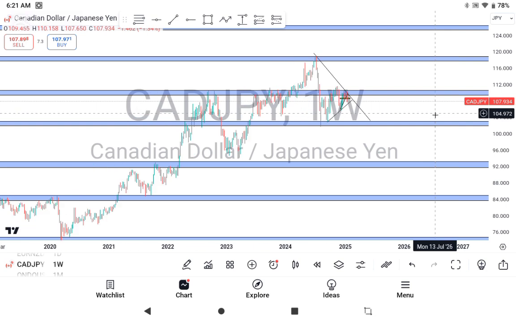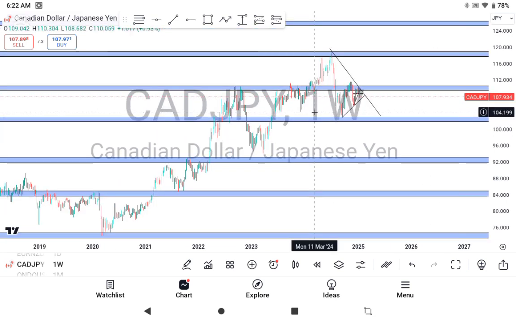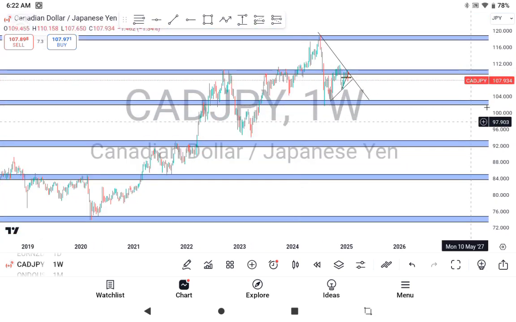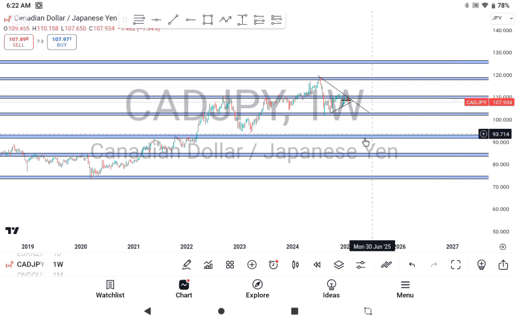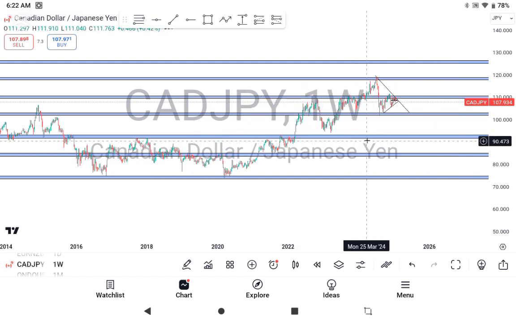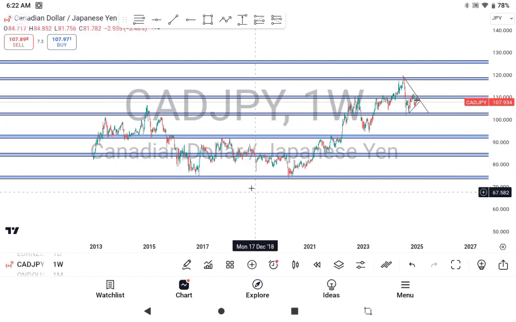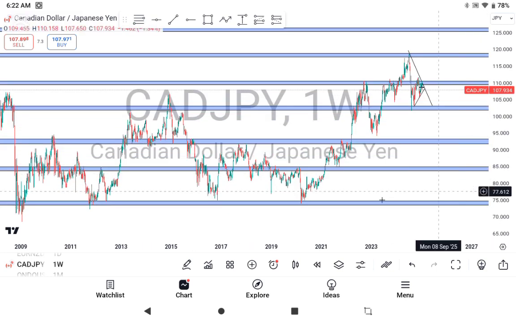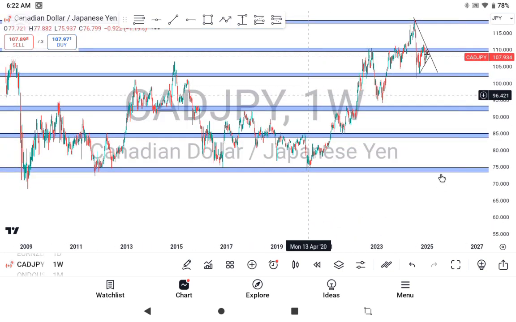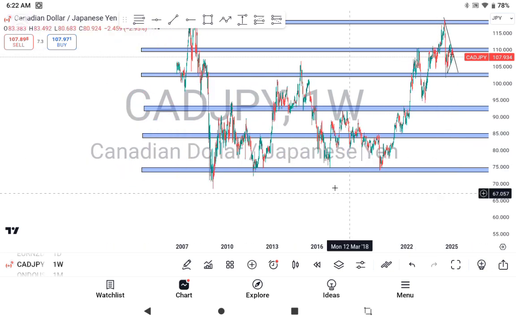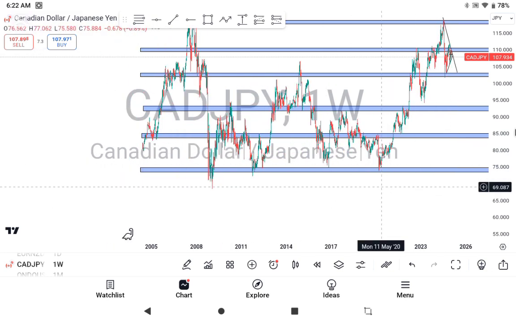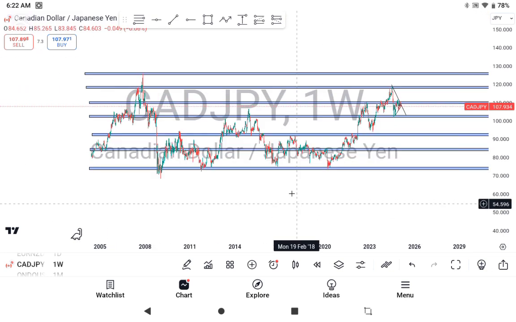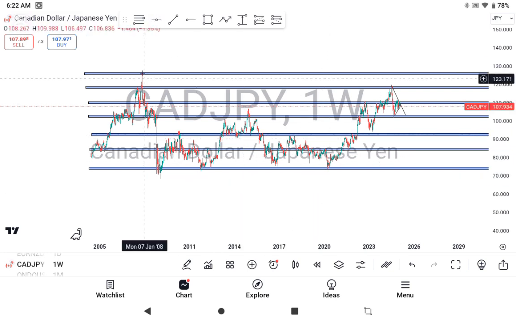Now before we move to the daily time frame, to the lower time frame, we can see that on the weekly time frame, CAD JPY has formed a trend reversal right here. As you can see, we have seen a trend reversal on CAD JPY. We have a push down right here.